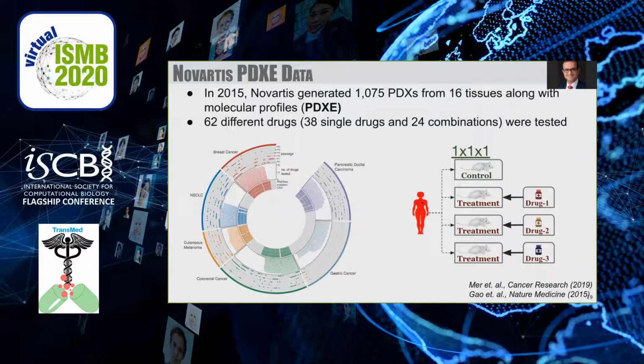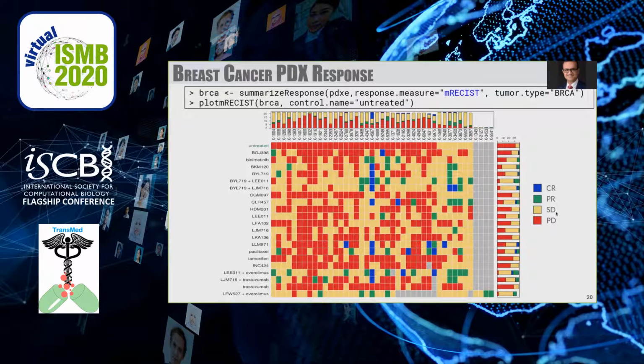In 2015, Novartis released a big PDX study containing more than 1000 PDXs. So here you see a visualization of the Novartis PDX data in case of breast cancer using our package. In this plot, each column represents PDX from a single patient. The control or untreated PDXs are on the first row, and all different drugs that have been tested on these PDXs are shown here.